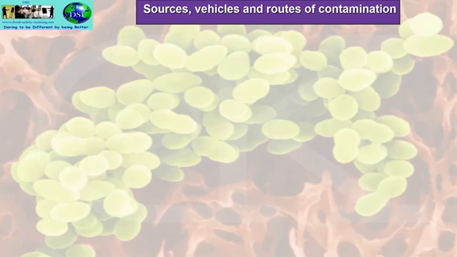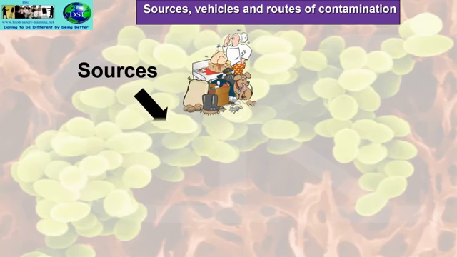So let's have a look at the sources, vehicles and routes of contamination. Sources could be from the food handler. We've got a graphic there showing the food handler. We've got raw poultry, chopping boards, we've got insects, dogs, we've got rodents, we've got dirty muddy boots, you've got a refuse container, you've got packaging. So all these are sources of contamination.